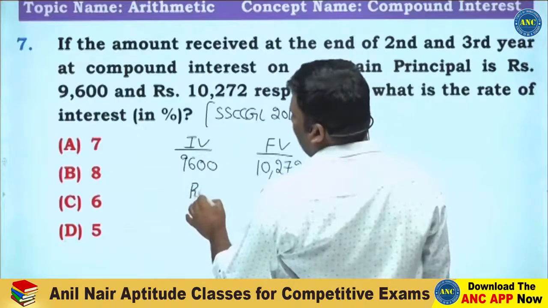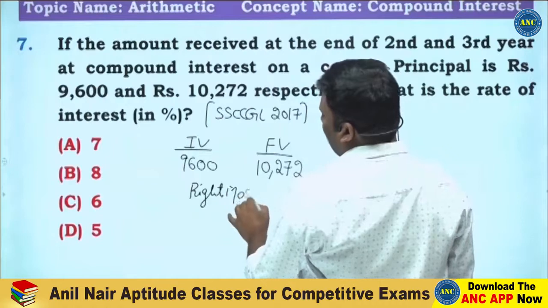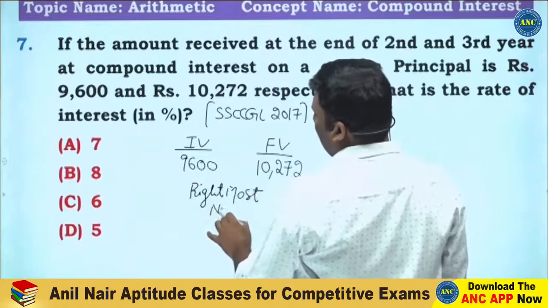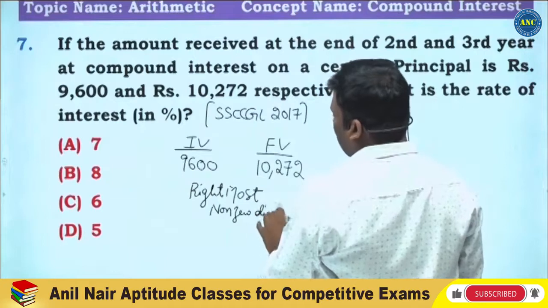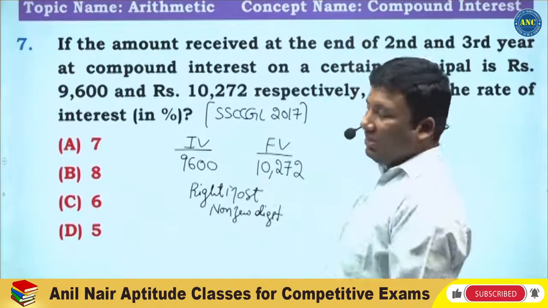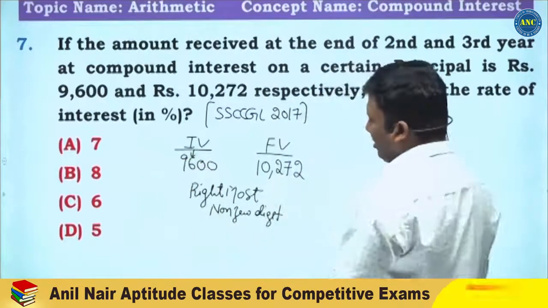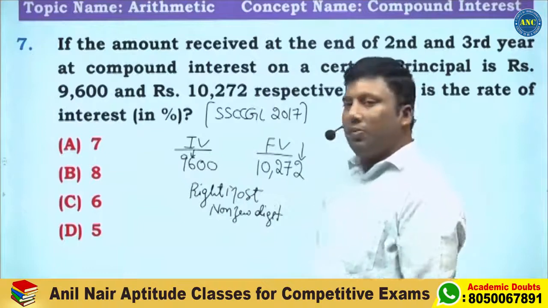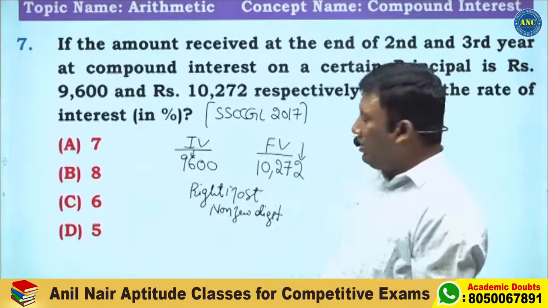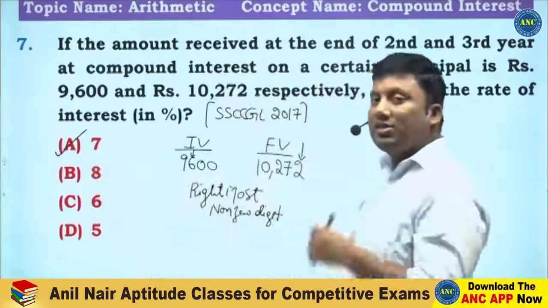Use the rightmost non-zero digit approach. You will get the answer in 5 seconds. Yesterday we discussed the rightmost non-zero digit approach. What is the rightmost non-zero digit? 6. What is the rightmost non-zero digit? 2. 6 should be multiplied by which unit digit to get 2? Answer is 7. Finish.